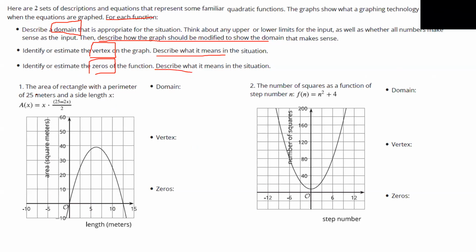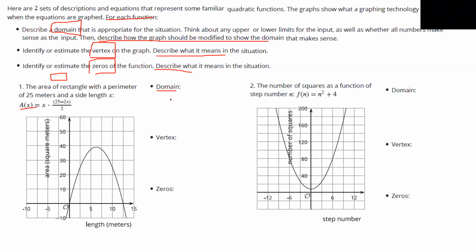So for the first activity, it says the area of a rectangle. Remember that a rectangle is basically a shape with opposite sides equal to each other, with the perimeter of 25 meters and a side length of x. So the area is x times (25 minus 2x) over 2. Based off of this graph, you have to now tell us what the domain is. So go ahead and input your answer now for domain.